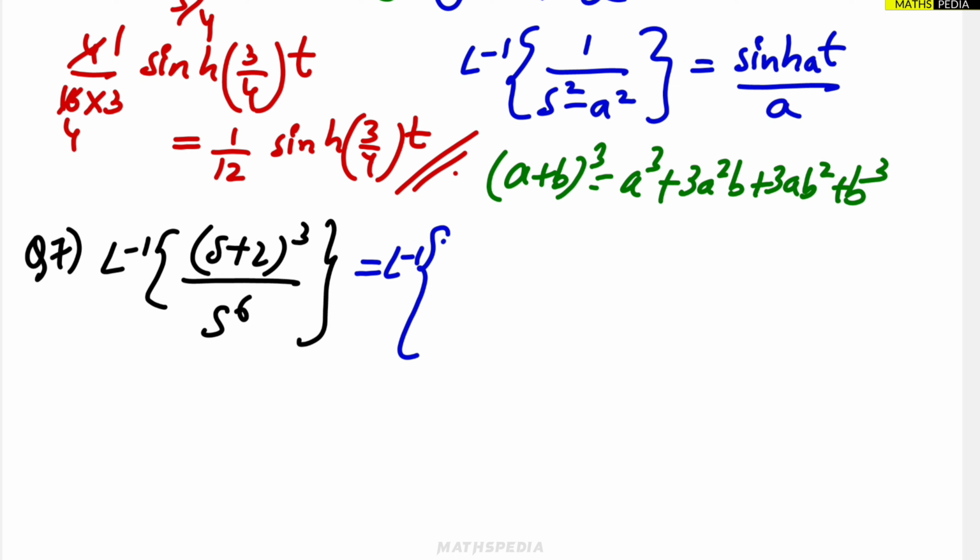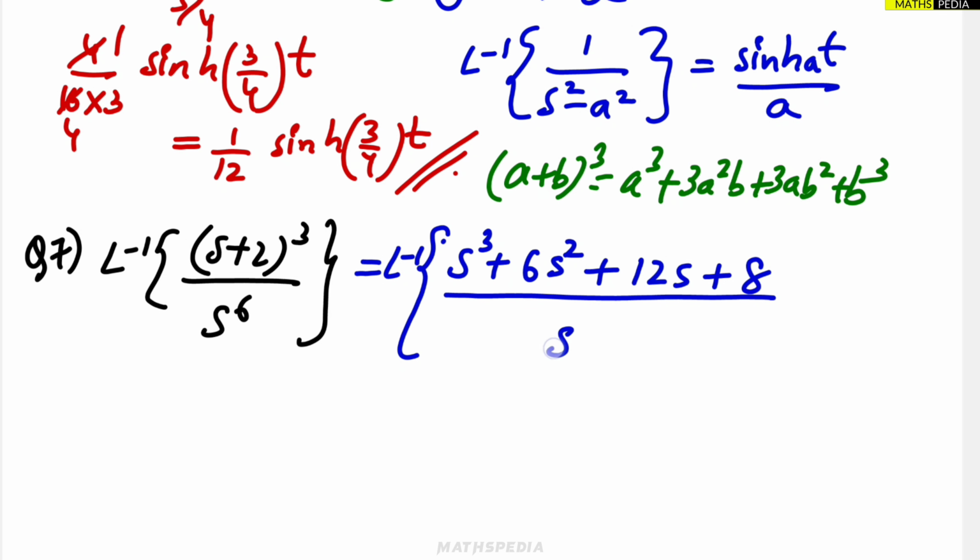So here also you have to do the same thing. a cube is s cube, plus 3 into a square, it is s square into b, which is 2, so it will become directly 6s square. So I will directly write the answer, plus 3ab square: 3 into s into 2 square, 4, it is 12s, plus b cube is 2 cube, which is 8, whole divided by what? s power 6.